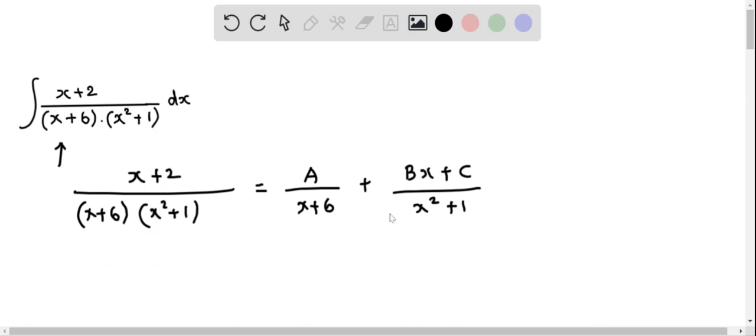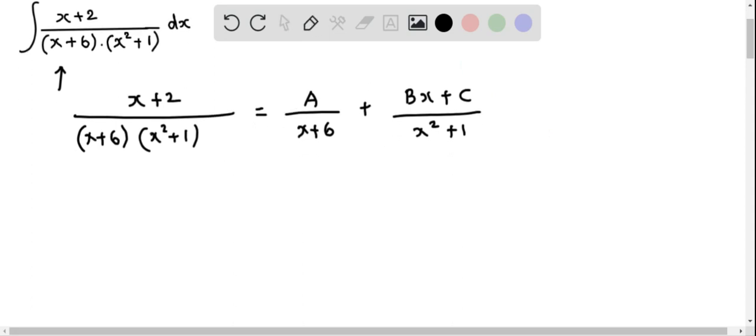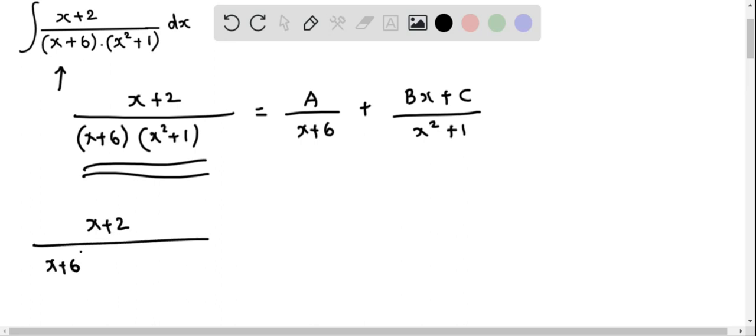Here A, B, and C are constants which we will find now. So let's see how to find the constants A, B, and C. Now the common denominator on both sides is the product of these two terms, that is x plus 6 times x squared plus 1. So I'm going to multiply both sides by this expression. When I do that, I will be getting x plus 2 over x plus 6 times x squared plus 1, multiplied by x plus 6 times x squared plus 1.